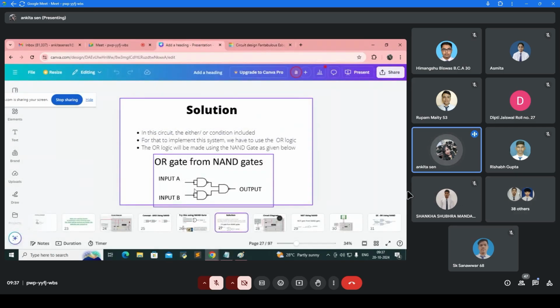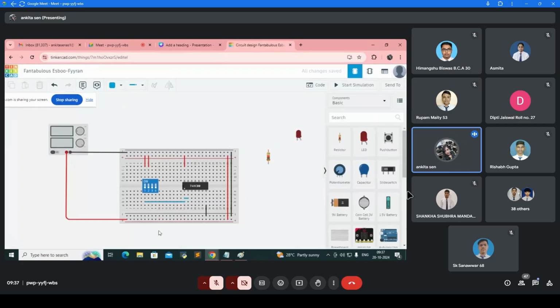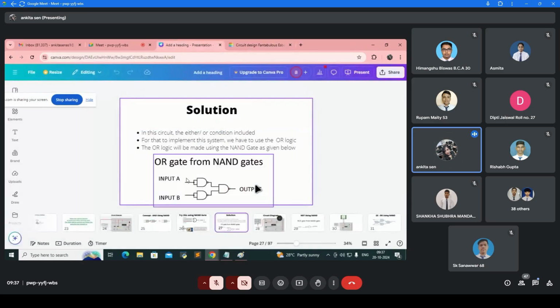Next is what? We have another NAND gate. That input is also shorted, so let it be done first. So 2A, 2B. Okay. So you need to connect it to here. Got it? We have done both of these. So this part is done.